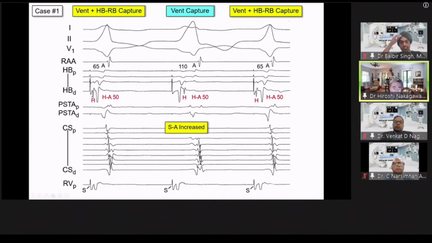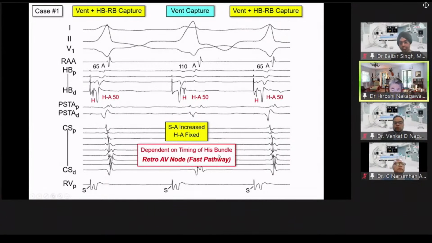But if you measure the HA interval from the H to this A, it is 50, and the HA is 50, a fixed HA interval. This indicates the timing of retrograde activation depends on His bundle activation. Therefore, this is retrograde conduction over the AV node, with the earliest retrograde atrial activation in the anteroseptal region. So therefore, fast pathway conduction.